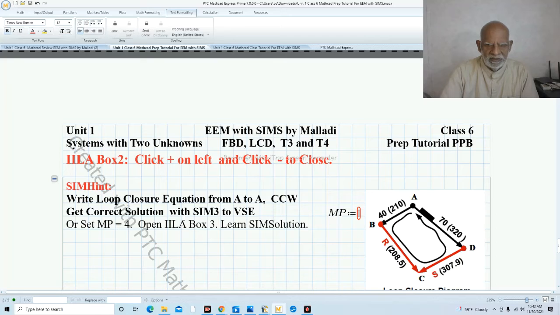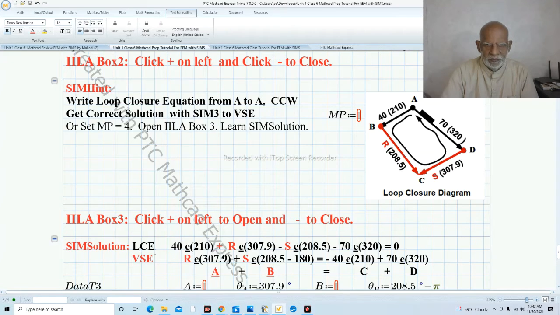Some hints are given. Write the loop closure equation from A to A, counterclockwise, or you can go clockwise also, it doesn't matter. And then get the correct solution using SIM3 to VSE. So I have to convert this into VSE. Now, so LCE, loop closure equation.